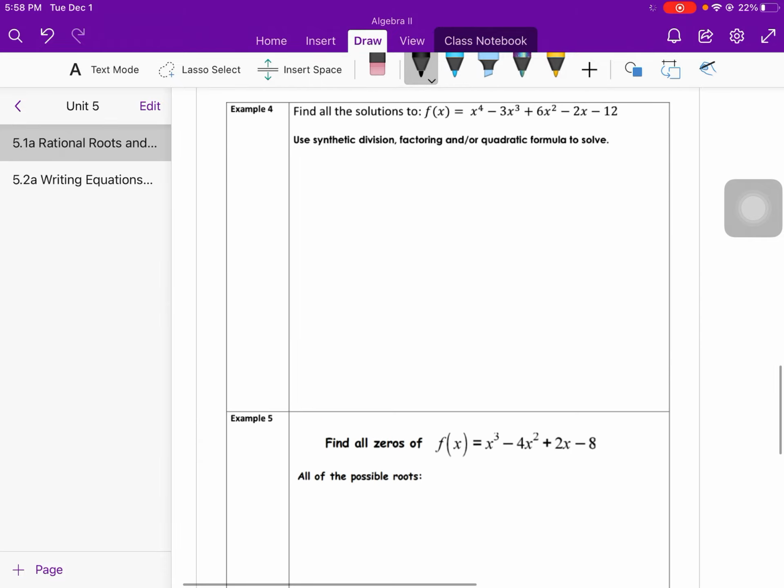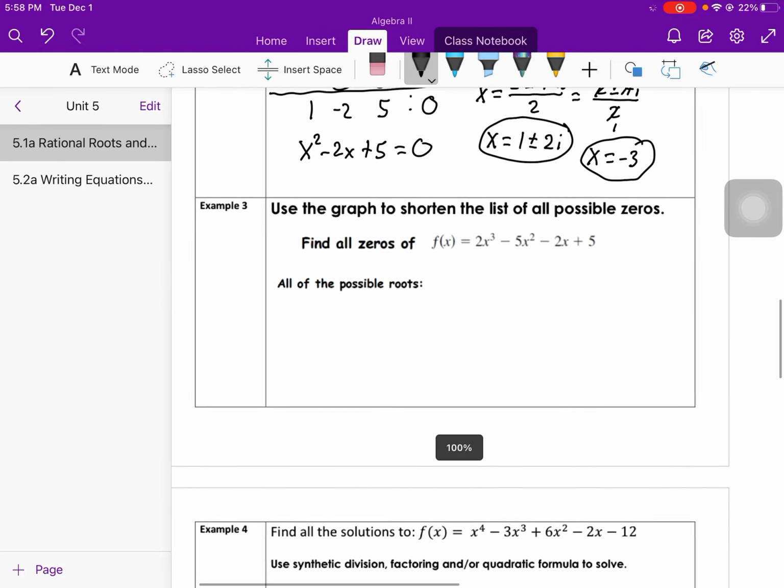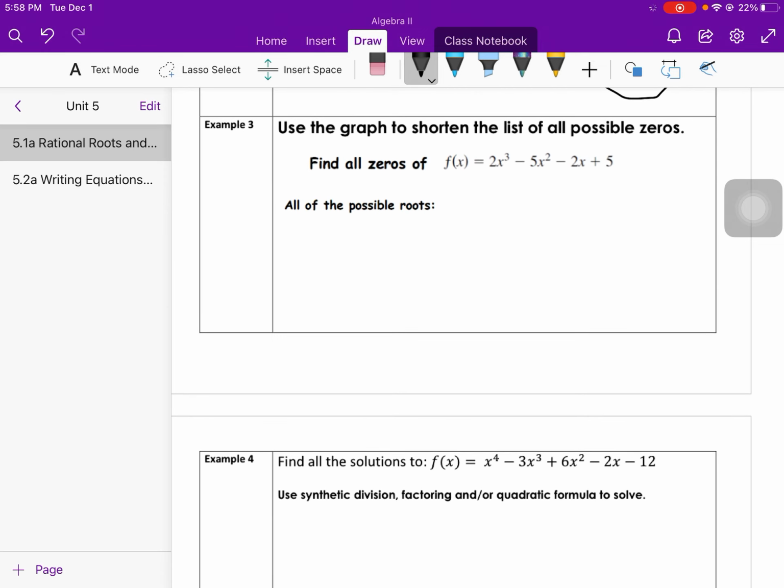All right, let's go ahead and try some more here. I'm going to do 2 more with you, and then I'm going to let you guys try the last one. So let's use the graph to shorten the list of all possible rational roots. Okay, so if we were doing the rational root, p over q, I've got to make sure that we practice this. Factors of the last term are just 1 and 5. And then factors of the first term, the leading coefficient, are just 1 and 2.